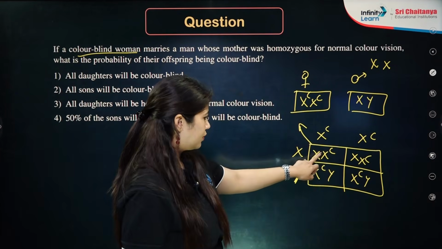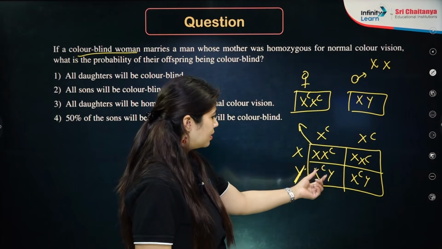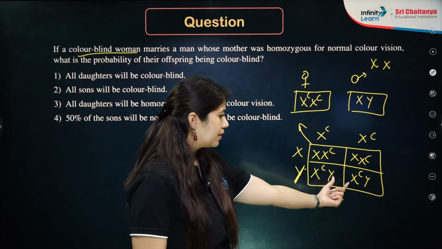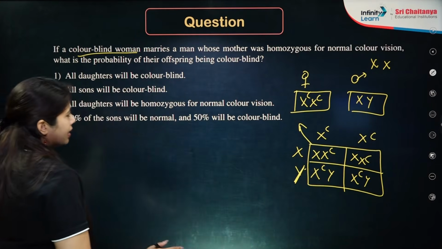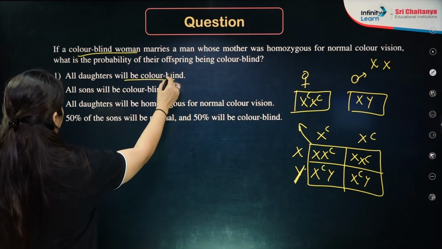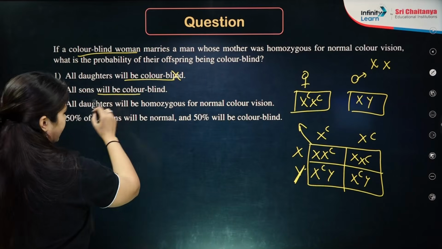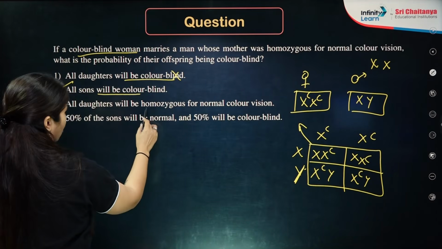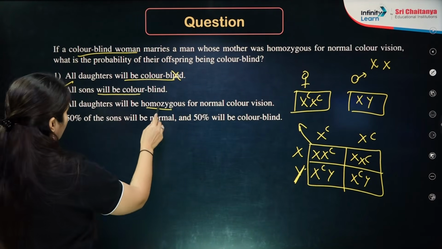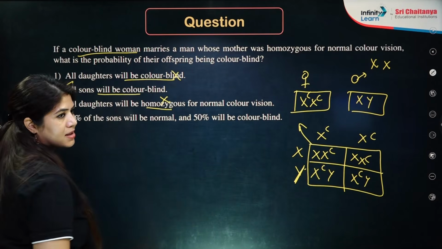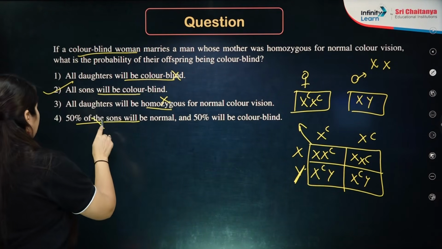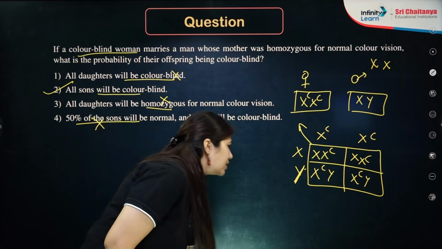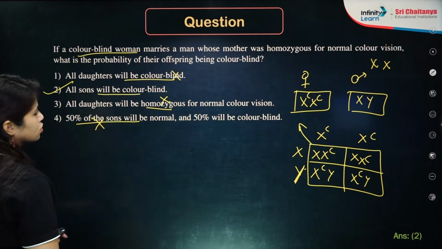So this is 50%, carrier. This is colorblind male. So all the sons are colorblind and daughters are carrier. All sons will be colorblind. Yes. All daughters will be homozygous for normal color vision? No, no, they are carrier. Both of them are carrier. 50% of the sons will be normal? No, all of them are colorblind. So answer has to be option number 2.